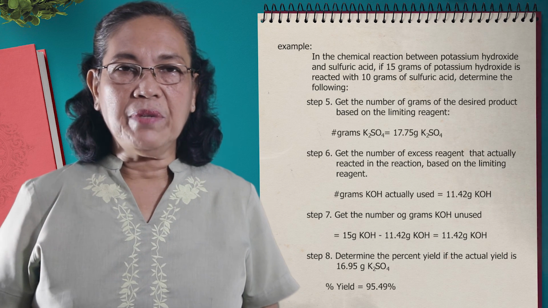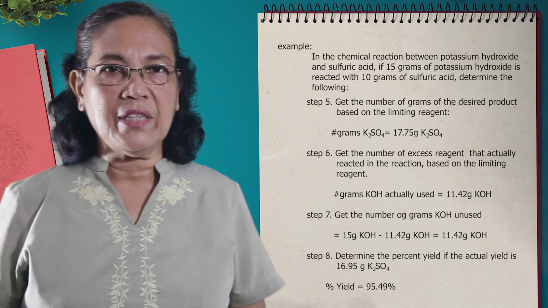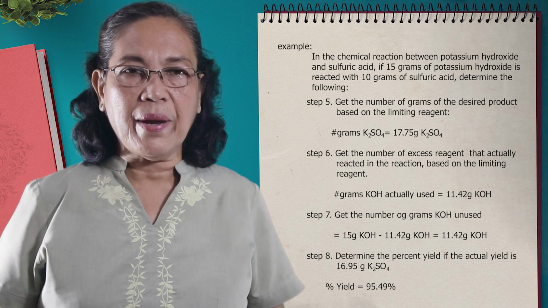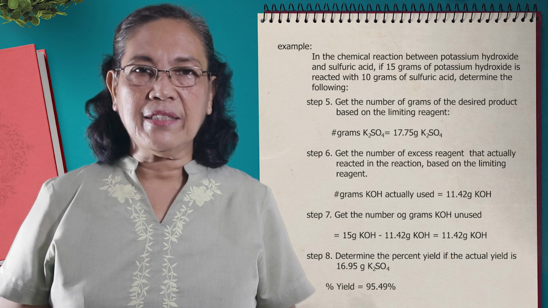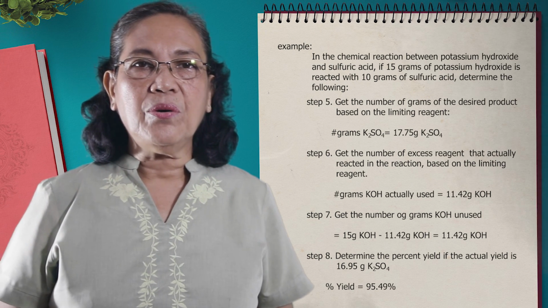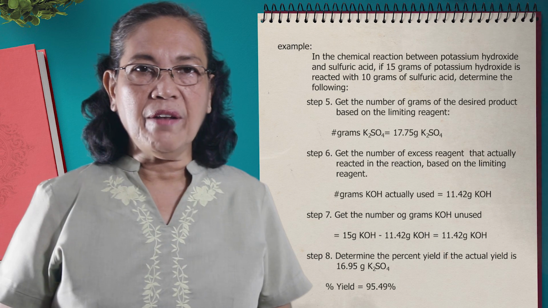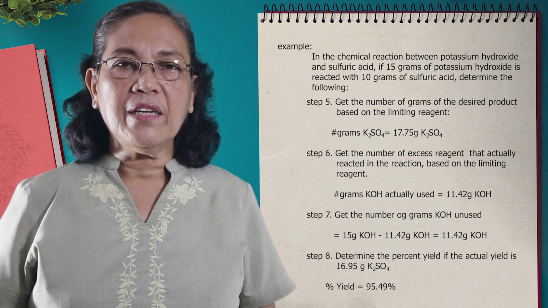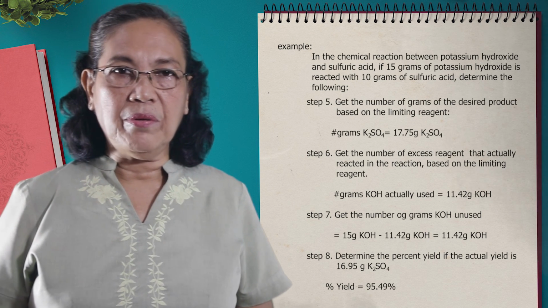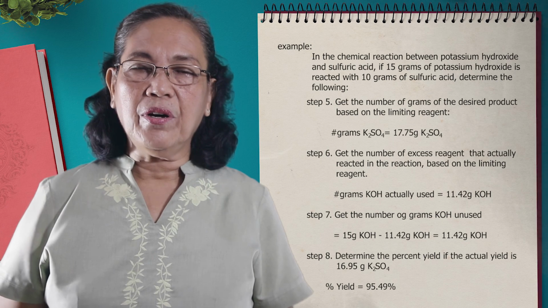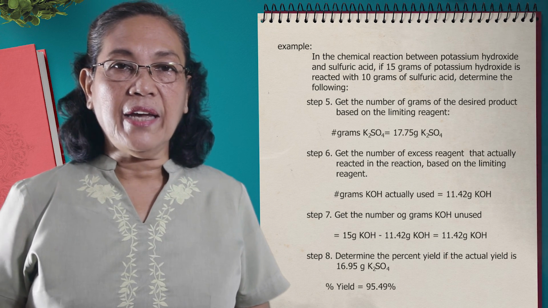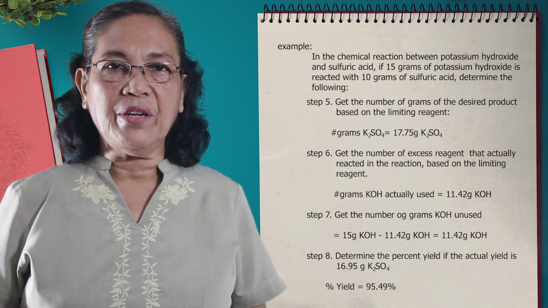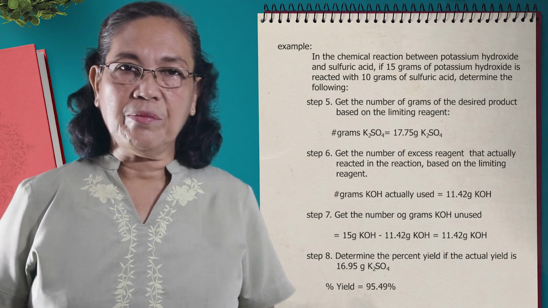Then, we're going to solve the number of moles of the desired product based on the second reacting material, which is sulfuric acid. Since there is 10 grams of the sulfuric acid reacting with the potassium hydroxide, to get the number of moles of the potassium sulfate, we multiply the 10 grams of sulfuric acid with that relation you have set between the mole and the gram, which is 1 mole of potassium sulfate is to 98 grams of sulfuric acid, and this will give us 0.102 moles of potassium sulfate.